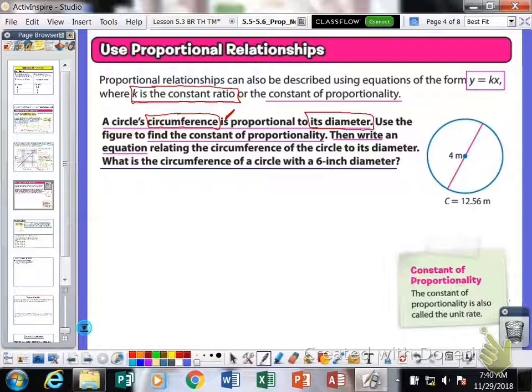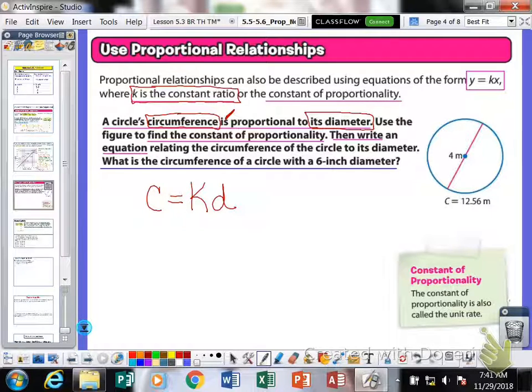So first, we need to find the constant of proportionality. A circle's circumference is proportional to its diameter. But we have that constant of proportionality. So C equals KD. K stands again for that constant of proportionality. I need to find that constant rate.